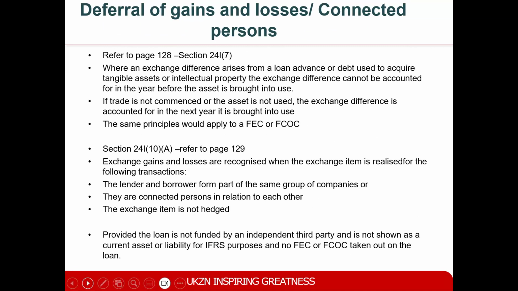So section 24I(10) states that exchange gains and losses are recognized when the exchange item is realized for the following transactions: when the lender and the borrower form part of the same group of companies, or they are connected persons in relation to each other, or the exchange item is not hedged. Now we need to know, is it hedged? Provided the loan is not funded by an independent party and is not shown as a current asset or liability for IFRS purposes, with no FEC taken on the loan. So what does this mean? The exchange gains or losses are recognized when the exchange item is realized for these transactions.